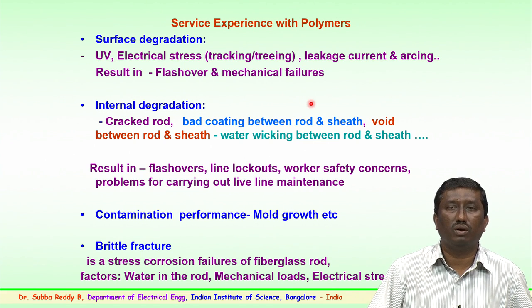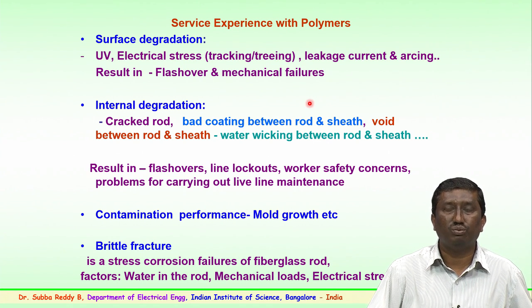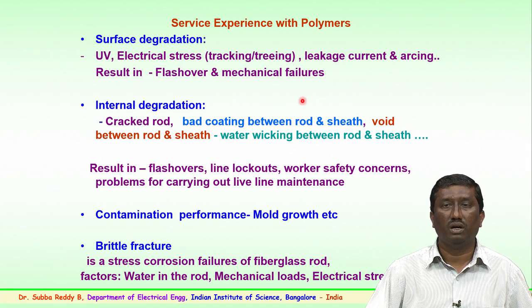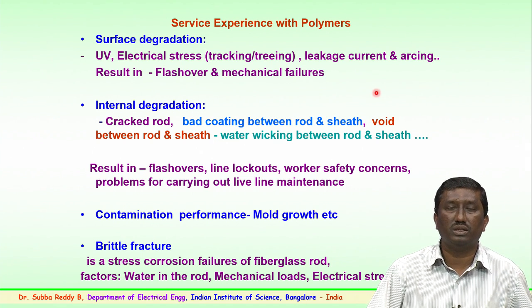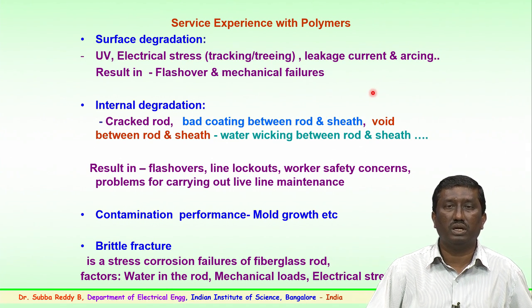So, this tracking or treeing of the surface could happen over a period of time because of the electrical stress, wherein leakage current and small arcing, known as partial arcing or scintillations, could happen, which could result in flashover and sometimes mechanical failures because of the surface degradation.